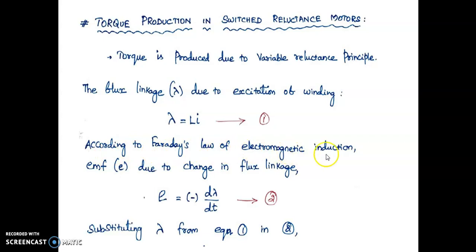According to Faraday's law of electromagnetic induction, the EMF E is produced due to the rate of change of flux. So we will be getting E is equal to minus d lambda by dt, and this is assumed as equation number 2. Now from the first equation we can substitute the expression for lambda in the second equation. So substituting lambda from equation number 1 in equation number 2.